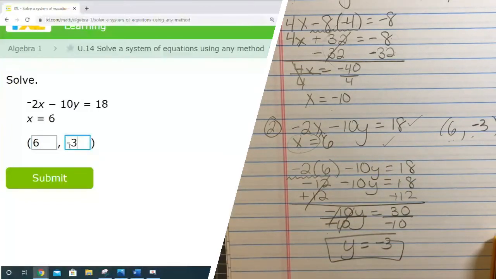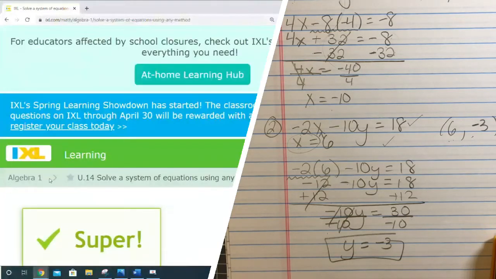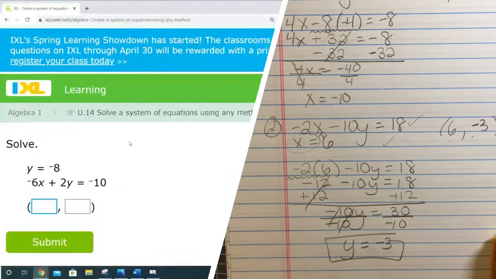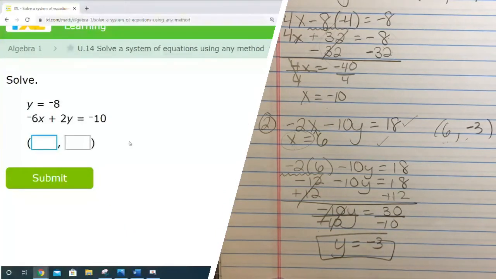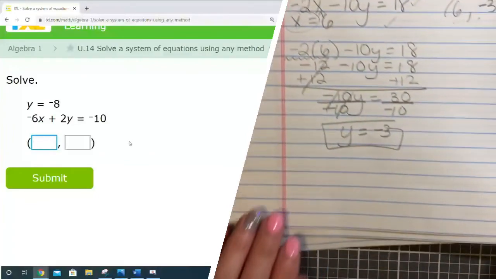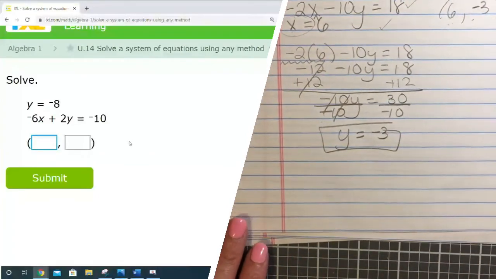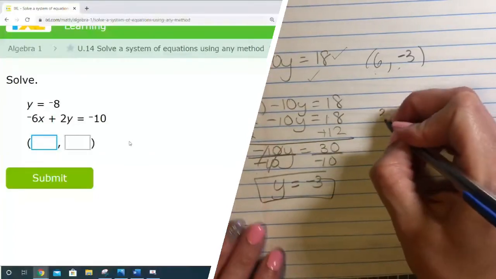We plug it in to the computer, we're going to get it right. So we'll go ahead and submit. Super wonderful. And now we're on to the next problem. Try to use the space over here.